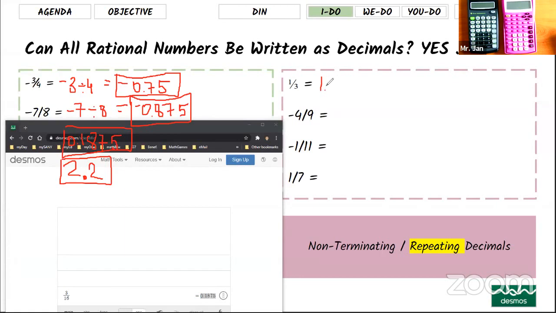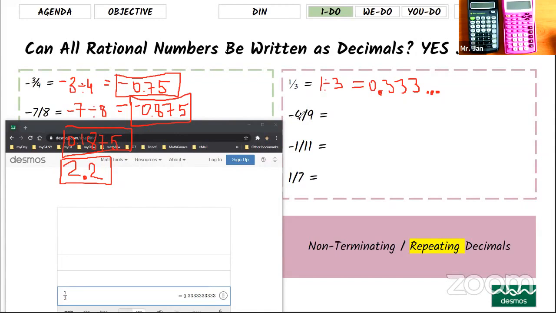1 divided by 3. So if you divide 1 by 3 using a calculator, let me show you. If you type it on your calculator, you're going to see that 3 is going forever. So you're going to write it down 0.333, I don't know how many times, but it goes forever. So I'm going to put 3 dot. I think we talked about the meaning of the dot in math, right? It means it goes forever. So 0.3333, it goes forever.